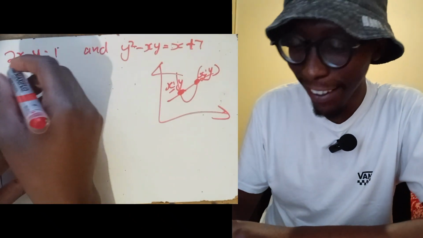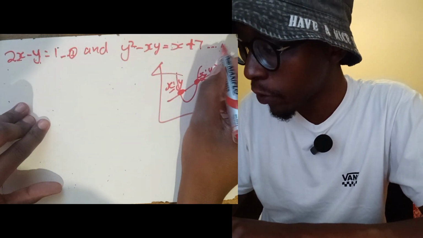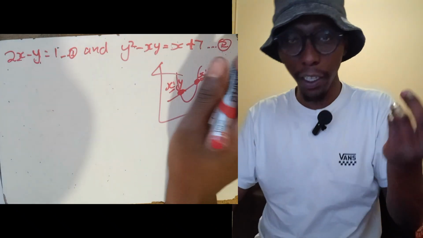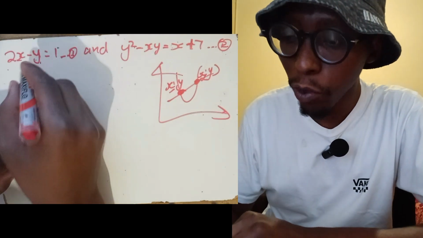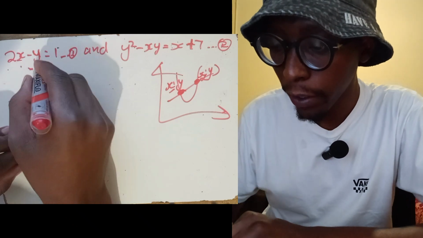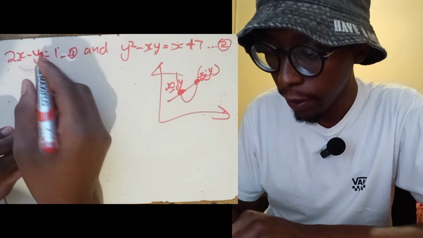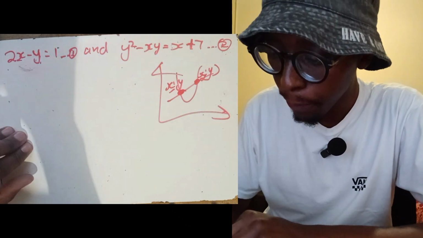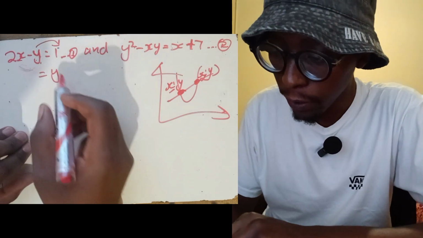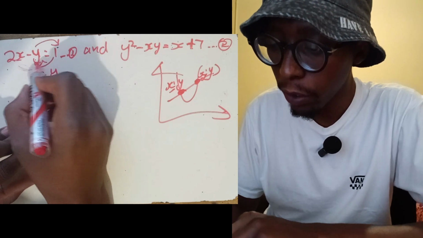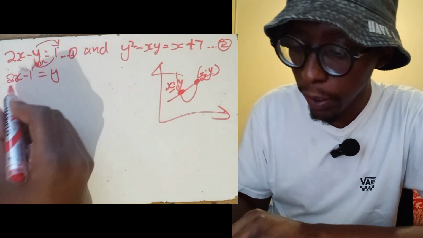Now you have to label your equations. This is your equation 1 and this is your equation 2, or graph 1 and graph 2. Now you have to make either x or y the subject on your linear graph. I'm choosing to make y the subject, meaning I must isolate y. So I move that term to the other side, and the sign changes. I still have my 2x on this side. So y now is 2x minus 1.